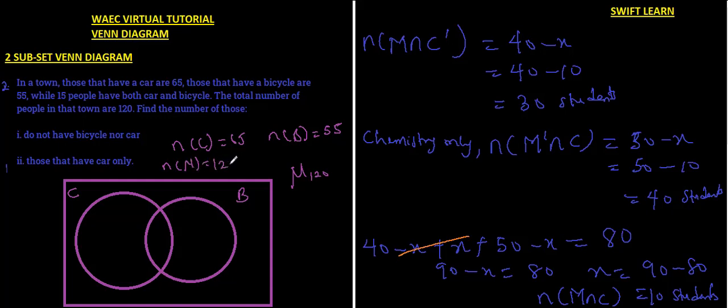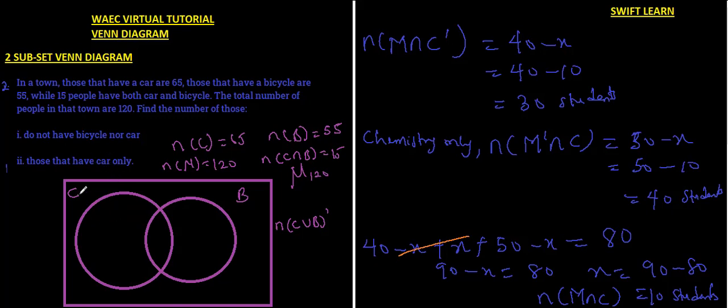This is 120. Now they said number of those that don't have anything. Wait, sorry. Those that have both car and bicycle are 15. Number of those that don't have anything means number of those that are (C union B) prime. They are not in C. They are not in category of C. They are not in category of B. Join them together, they don't fall in place, so they fall outside. Is that clear? They fall outside there.